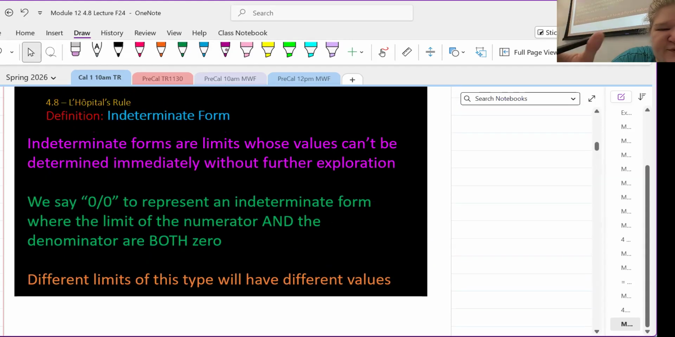So indeterminate forms are limits whose values can't be determined immediately without further exploration. So we say 0/0 to represent an indeterminate form where the limit of the numerator and the denominator are both zero. Different limits of this type will have different values. So it's not that 0/0 always equals a particular thing. It just means I don't know what that equals and I have to do something else to figure that out.